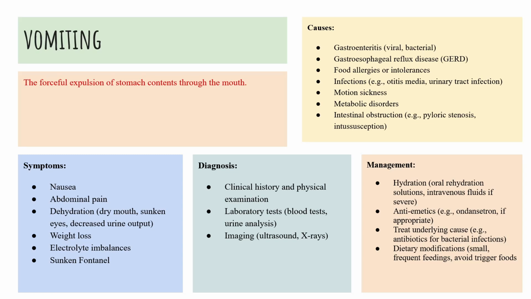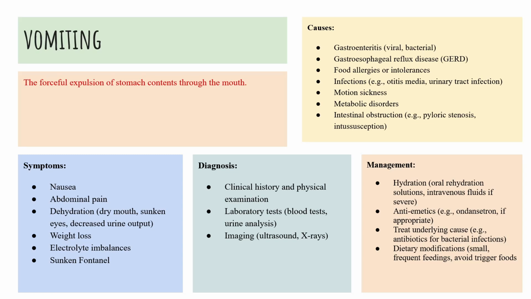So this leads to dehydration and electrolyte imbalance, and also leads to metabolic alkalosis because all the acids from the stomach are coming out of the body. So it will lead to metabolic alkalosis. Signs will show nausea and abdominal pain, and the signs of aspiration can be there if the baby is not able to manage the secretions, and abdominal pain, dehydration, weight loss, electrolyte imbalance. Signs of dehydration will be dry mouth, sunken eyes, sunken fontanelles, and decreased urine output.